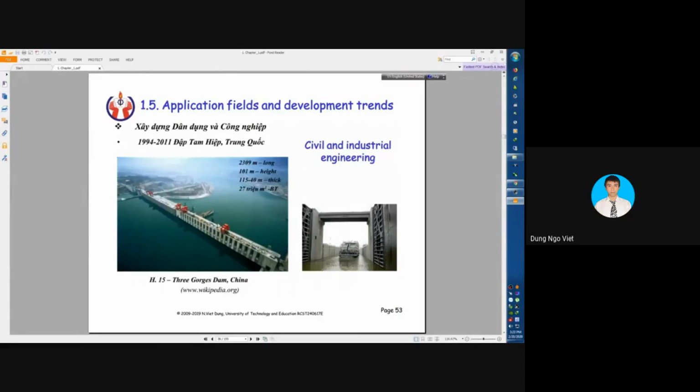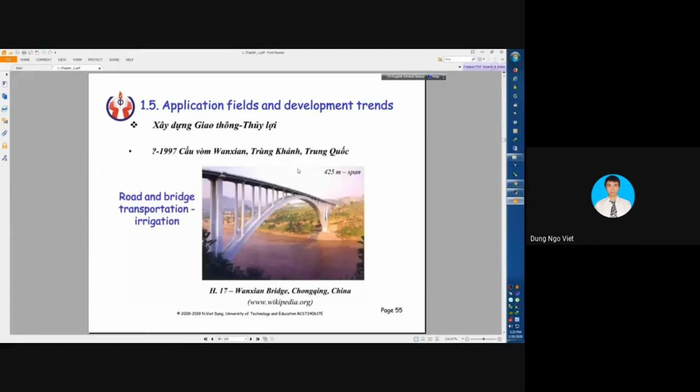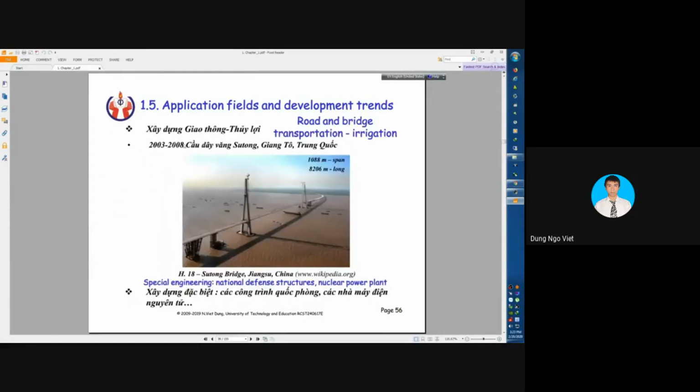This is another example of the application of reinforced concrete. And in Vietnam, this is an example of using reinforced concrete. So you can see many examples for the application fields.